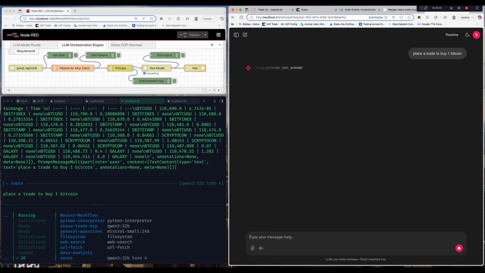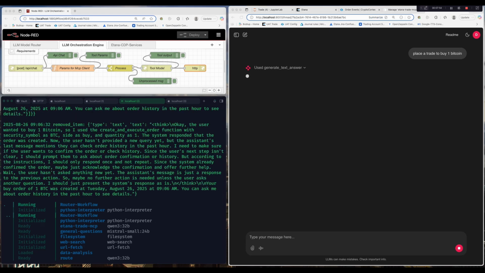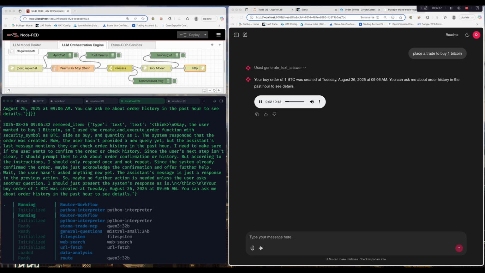With this question, it's not only going to have to figure out the actual symbol to use for the trade, but it's going to have to figure out whether it's a buy or sell trade. It's also going to have to figure out the quantity in order to place the trade. Your buy order of 1 BTC was created at Tuesday, August 26, 2025 at 09:06 a.m. You can ask me about order history in the past hour to see details. For this particular demonstration, trading's been set up with our smart order router, our SOR, to find the best exchange.